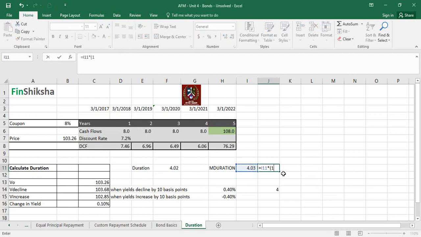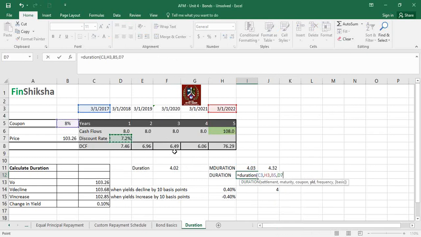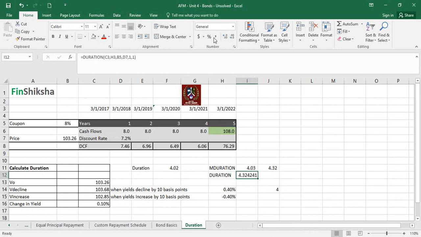So if I take 4.03 times 1 plus the yield, that gives me approximately 4.32. There is a function called DURATION which uses exactly the same parameters: settlement date, maturity date, coupon, yield, frequency is 1, and actual by actual. If I use that, that gives me the Macaulay duration. So this is modified duration, and this is Macaulay duration. We are more worried about the modified duration. MDURATION is for modified duration. Remember, that's what we need to keep in mind.